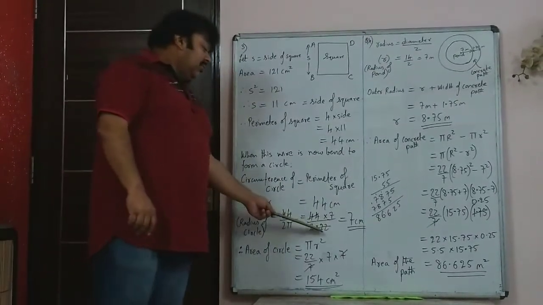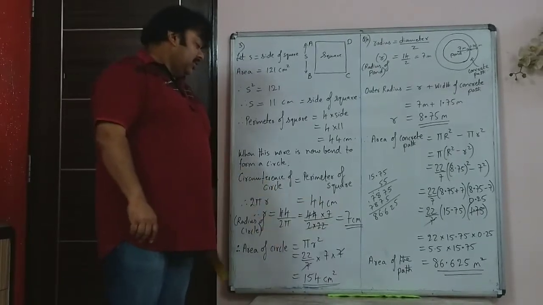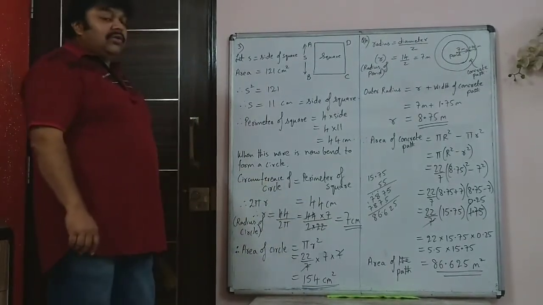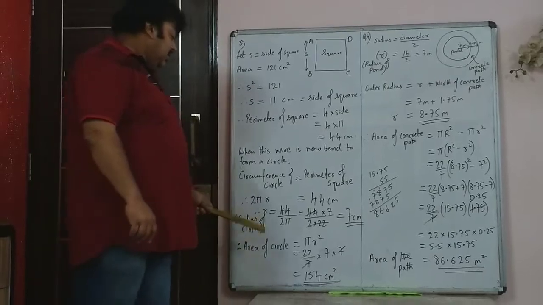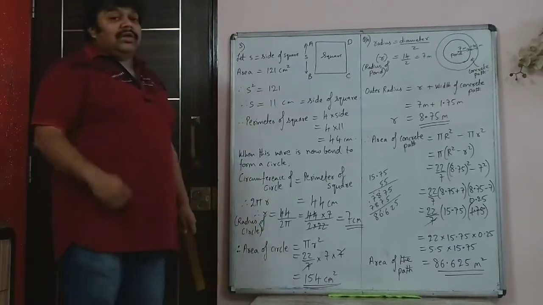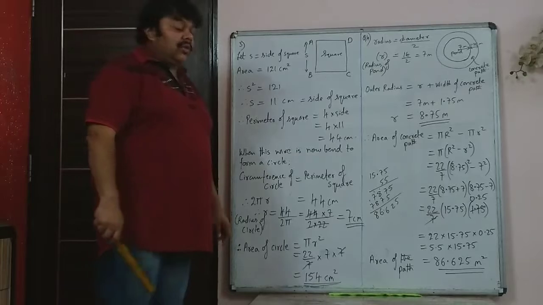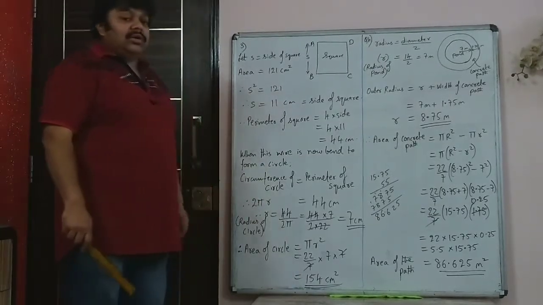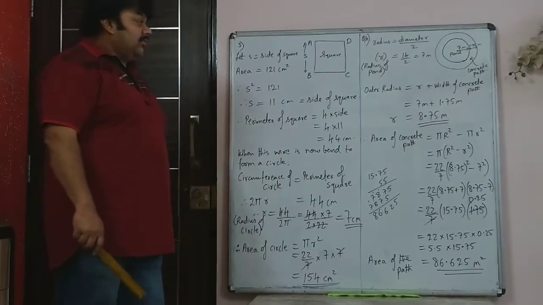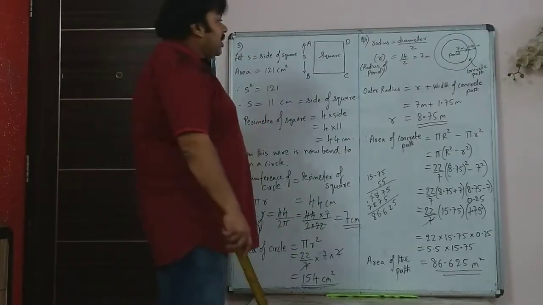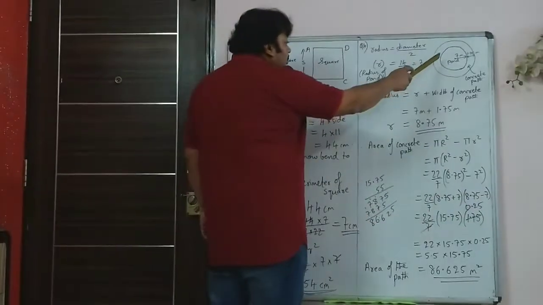Again pi is 22 by 7, so 7 goes on the numerator. It's a simple calculation, you get 7 centimeter as the radius. You are asked the area of the circle, so it is pi r squared. So 154 centimeter squared.